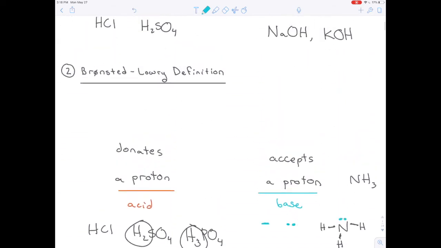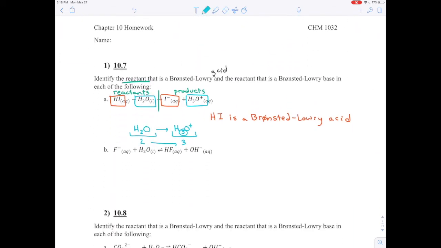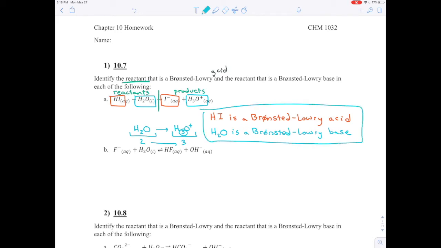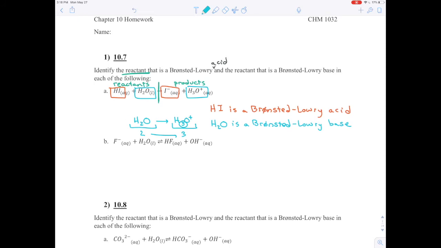And a molecule that accepts an H+, that accepts a proton, is a Bronsted-Lowry base. Remember that H+ and proton are synonymous things. So what you would write is that H2O is a Bronsted-Lowry base in this particular equation. And so these two things together would be the solution, or the answer, for this particular part of this question.